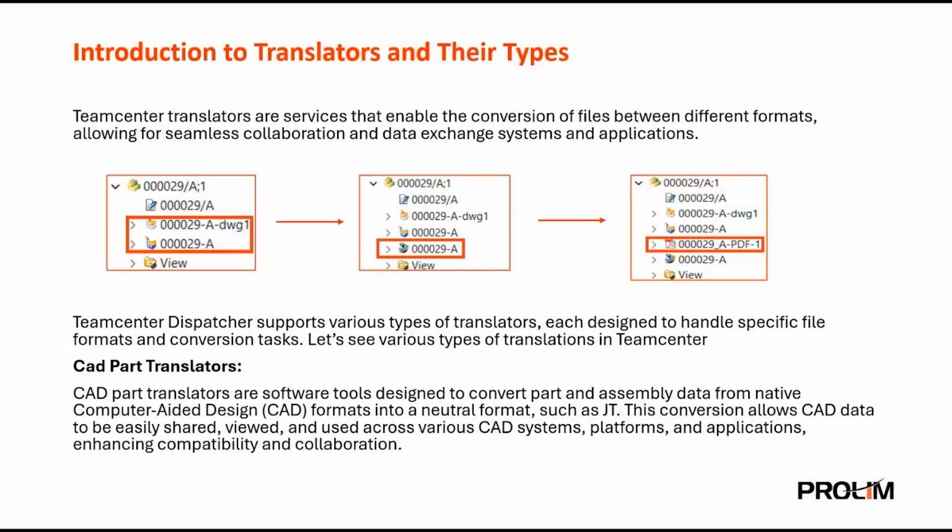There are few categories among the translators. We will discuss a few here. CAD part translators, examples like POE to JT, SolidEdge to JT, and SolidWorks to JT. These enable the conversion of 3D CAD part data from one CAD system format into a neutral format, typically JT.